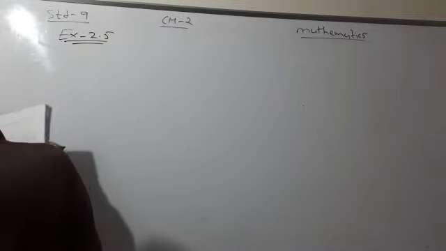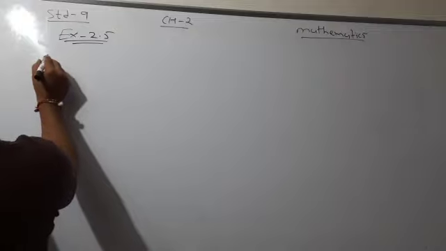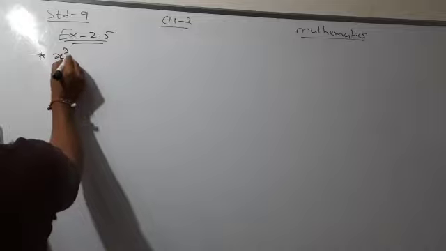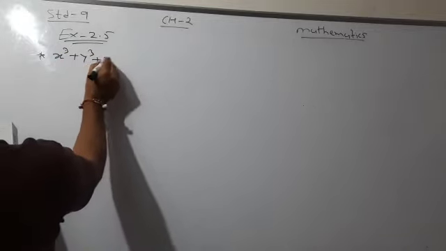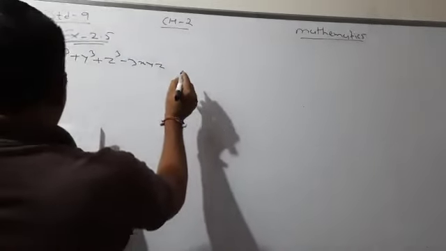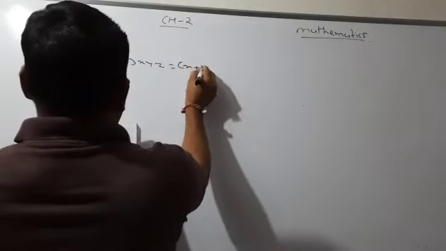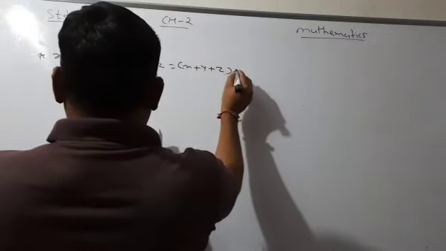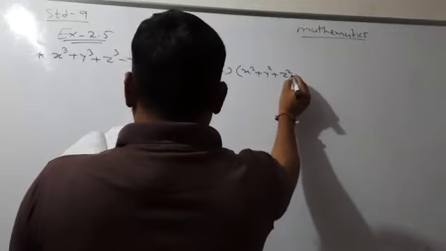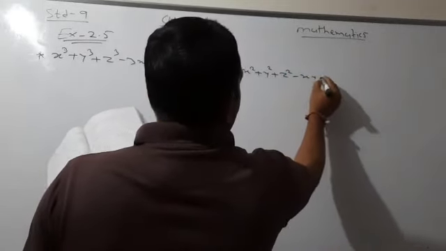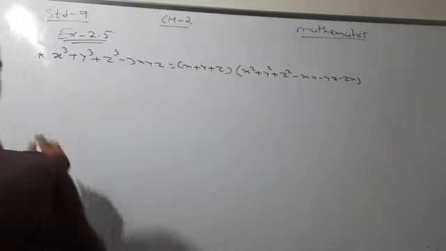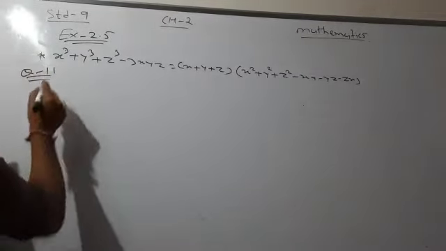2.5. I will write the formula for that. Now the formula is x cube plus y cube plus z cube minus 3xyz is equal to x plus y plus z into x square plus y square plus z square minus xy minus yz minus zx. This is the formula. Now just observe question number 11.